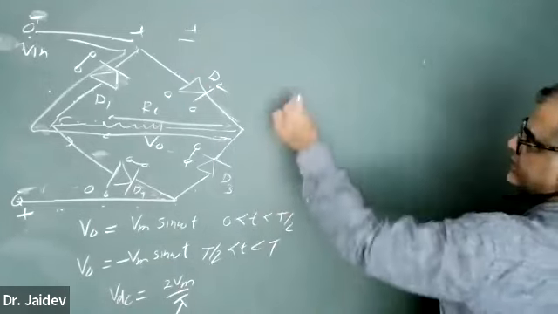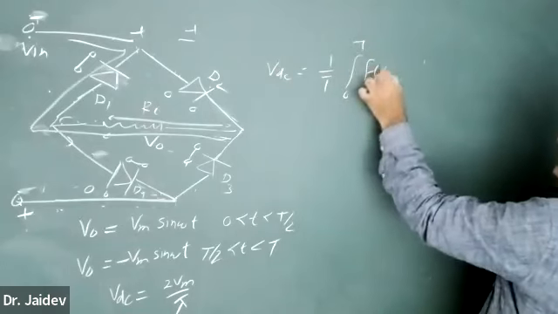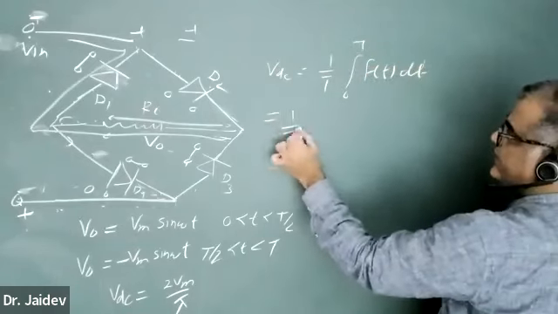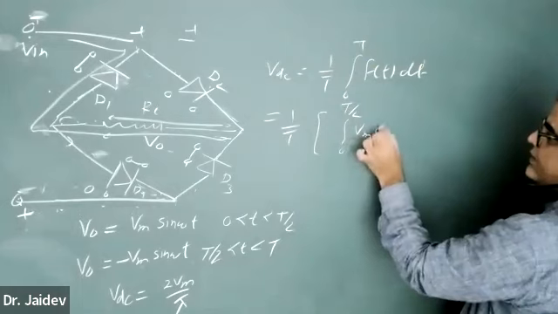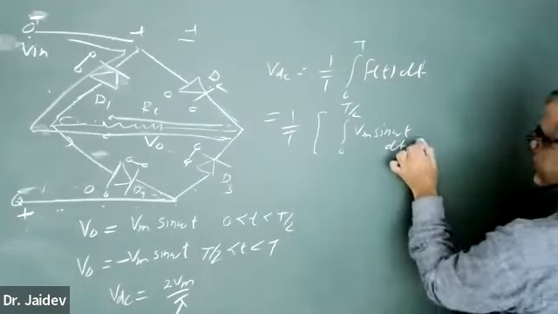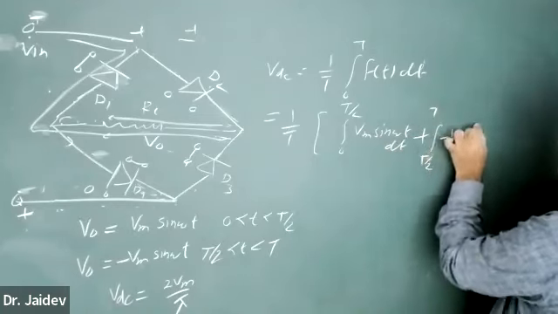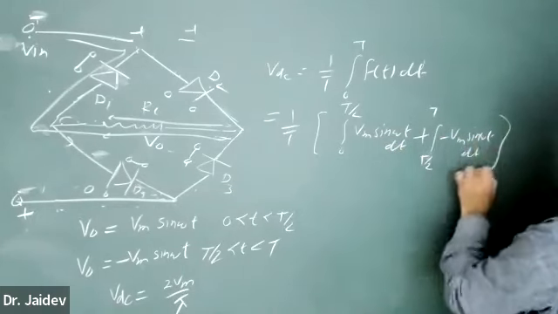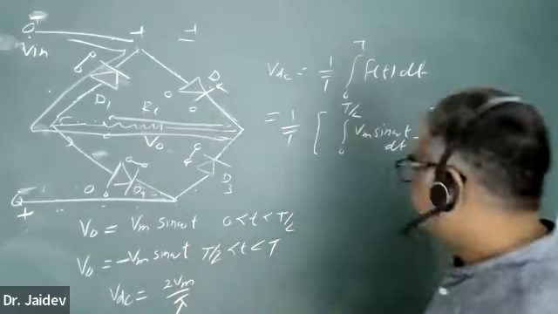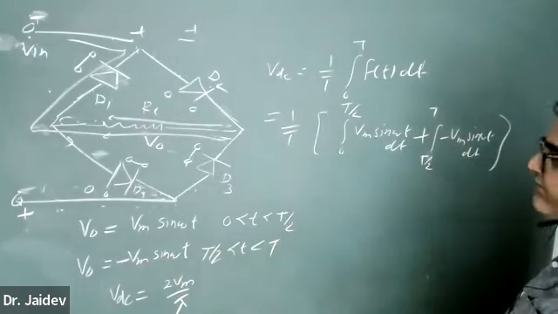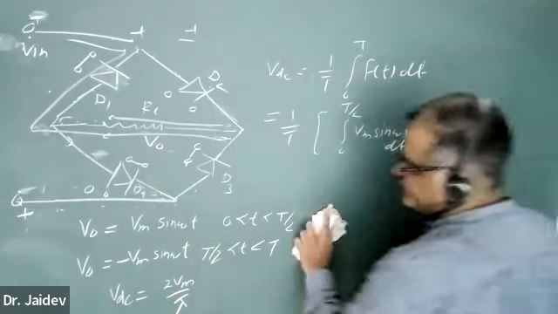So you have VDC is equal to 1 by T, okay, 0 to T, f(t) dt. So this is 1 by T. Now you can write 0 to T by 2, f(t) is your Vm sin omega t, dt, and for the second interval, you can write T by 2 to T, but you have now minus Vm sin omega t, dt. Agar yahan pe plus kar doge, so average value of sine is zero. Okay, if you put plus sine here, then the average value of sine over one full period is zero. Okay, so that's why you have to put minus here.